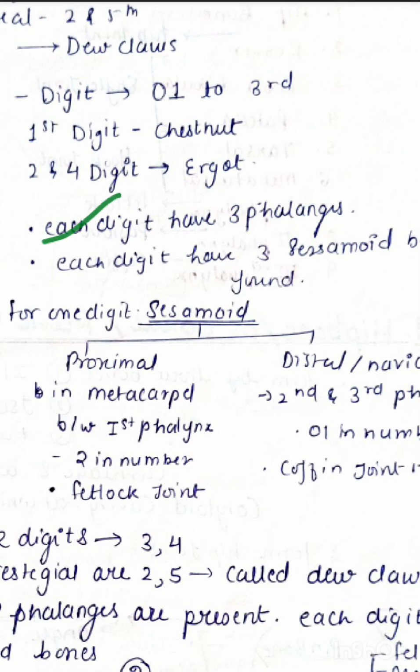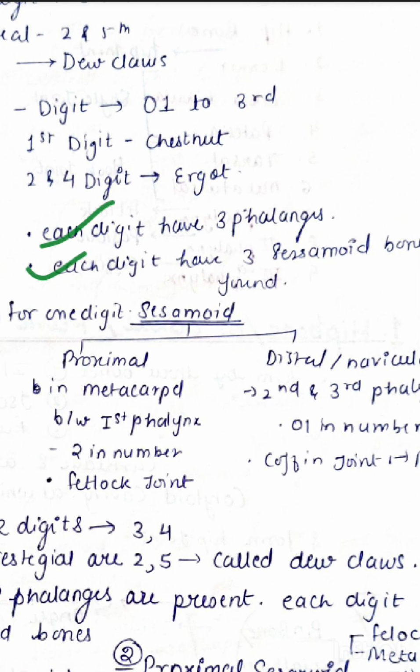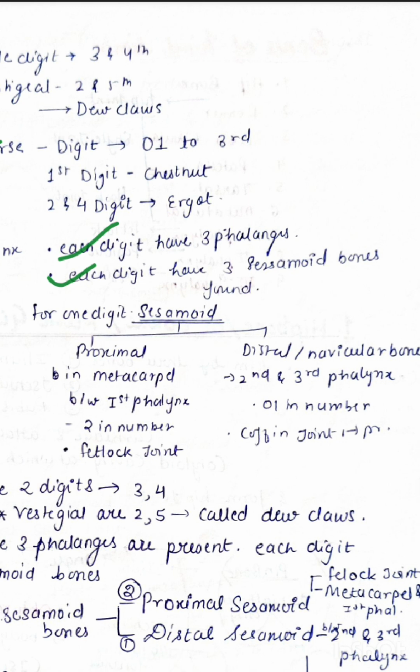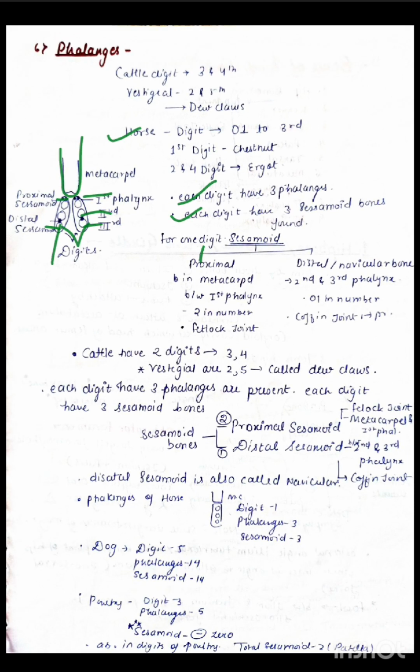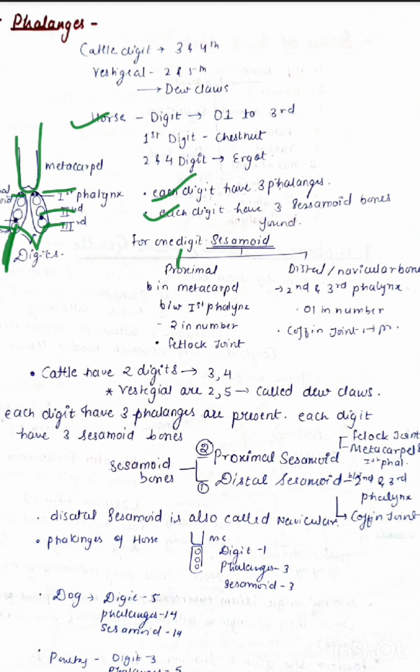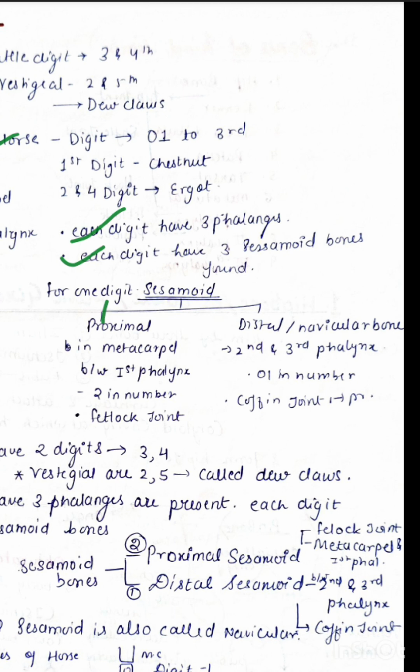Each digit has 3 phalanges, and each digit has 3 sesamoid bones. The sesamoids are divided into 2 parts, the proximal in the metacarpal and the distal in the navicular bone. The proximal ones are present in the metacarpal between the first phalanx, 2 in number, and they form the fetlock joint. The distal navicular bone, the lowermost part, forms the second and third phalanx, is 1 in number, and forms the coffin joint.